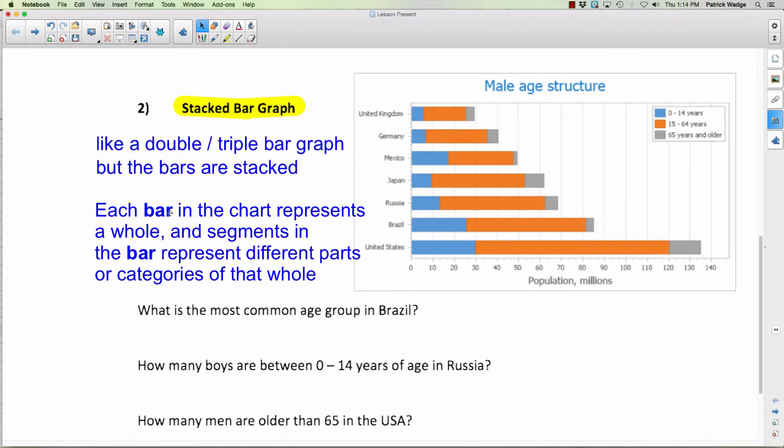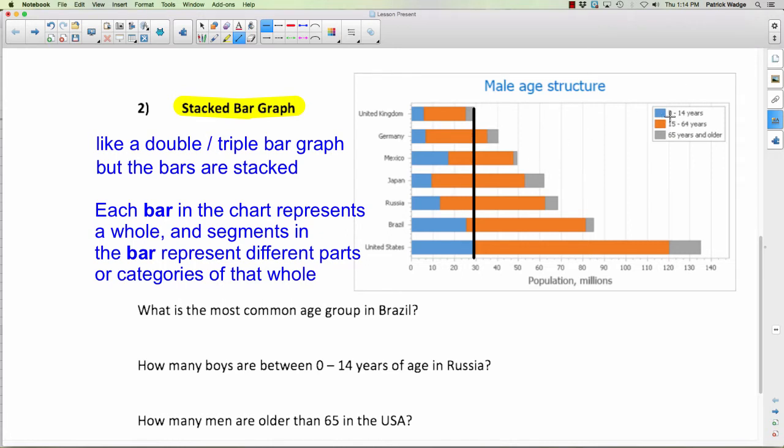Sorry about that. Each bar in the chart represents a whole, and segments in the bar represent different parts or categories of that whole. So let me explain what that means. This graph here shows male ages in different countries, and there's a lot of information. Let's just look at the first one here, the United Kingdom. If you wanted to know how many males are in the whole United Kingdom, you would look at the end of the bar. So I would look right here, and I would say in the United Kingdom there's just under 30 million, probably 28 or 29 million males.